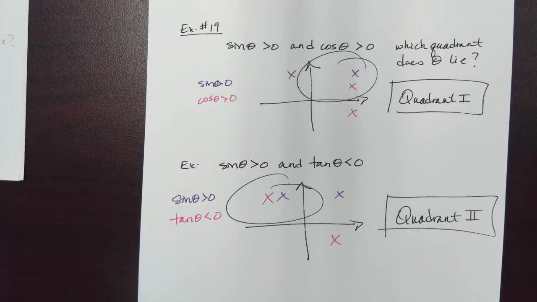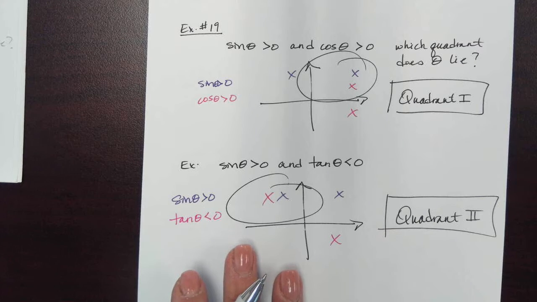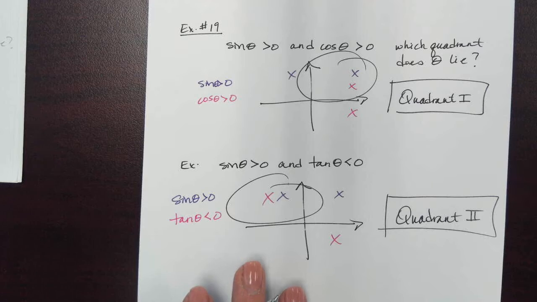So, if two are greater than 0, you can assume it's always positive? Say that again? If two are greater than 0, you can assume it's... Yes, always, because that's the only quadrant where all of them are positive.